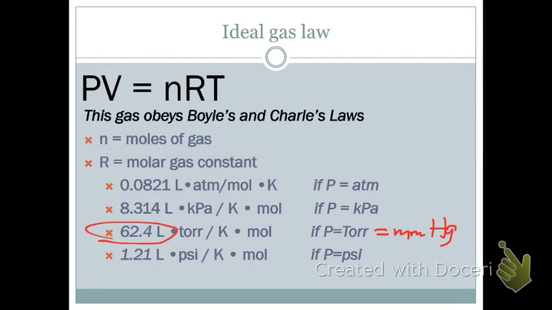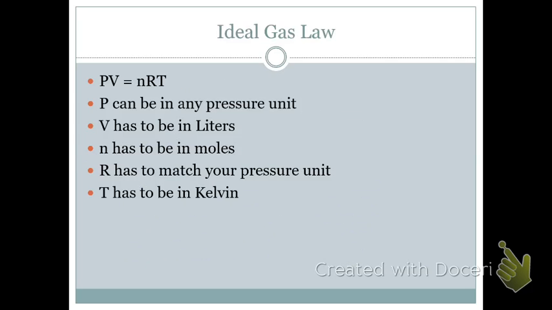Okay? Also, take a second and notice that the molar gas constant only uses the liter. So that's going to give you a clue as to what the unit for volume has to be for the ideal gas law. But let's look at each part of the ideal gas law so that we can get an idea of how they all work together. So we know the formula for ideal gas law is PV is equal to nRT.